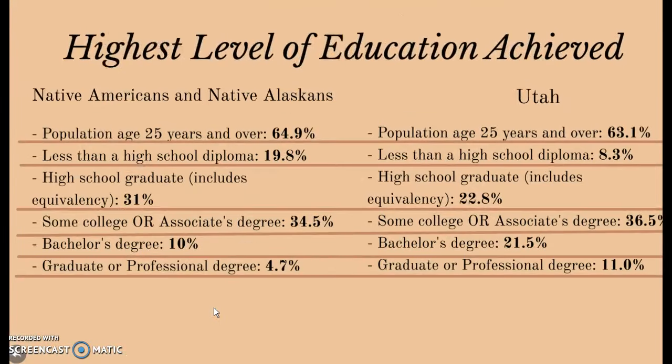And just going back to that last slide, the same type of shocking results is seen in the degree obtained. We can see a bachelor's degree, only 10% of the population, compared to a bachelor's degree in 21.5% of the population. Graduate professional degree 4.7%, graduate or professional degree 11%.